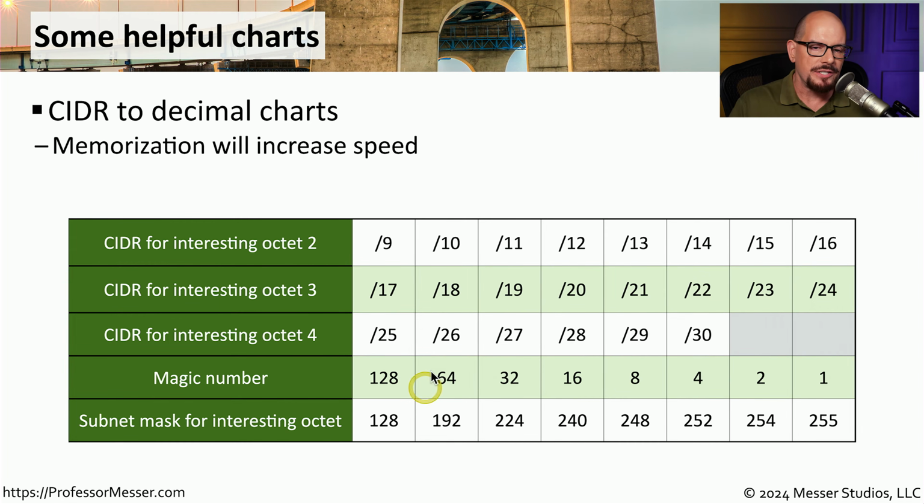For each of these columns with the CIDR block notation, you'll notice there is a magic number, and in a moment we'll learn how to use that magic number value. We can also put in this chart the subnet mask for an interesting octet, and you can see those mask values are also listed as well, starting at 128 and working all the way up to 255.